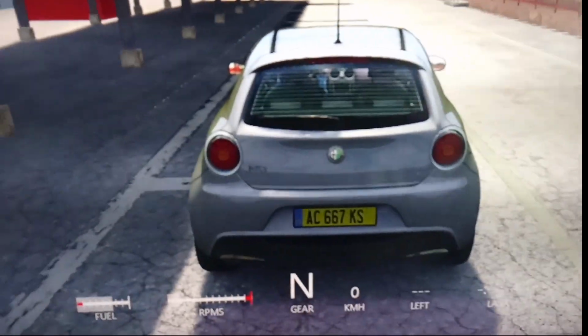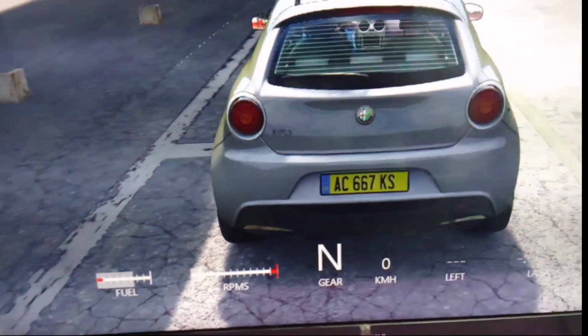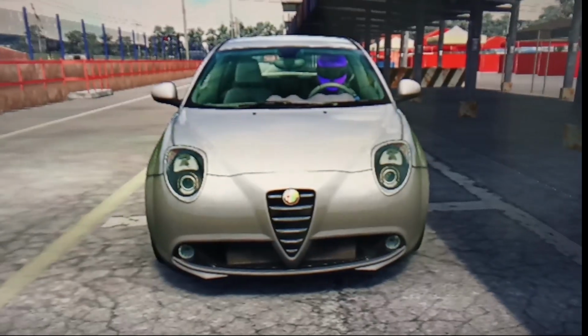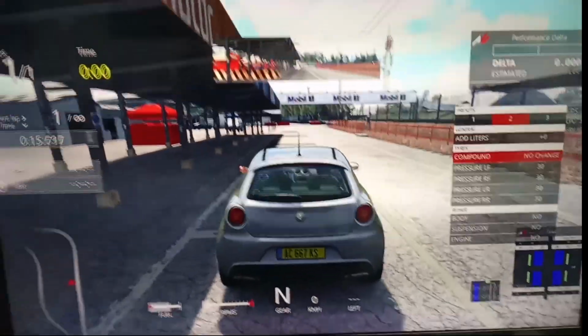Now, just before we start driving, I want to let you know that this is an Alfa Romeo Mito, and we are driving at the Tocancipá circuit.